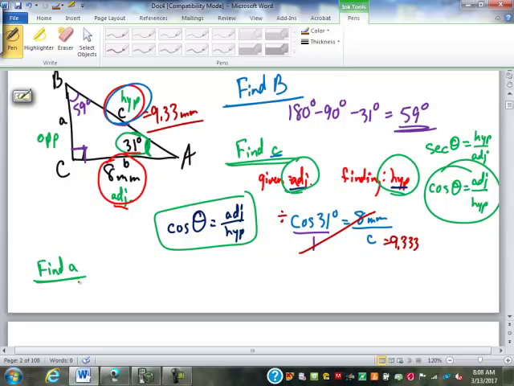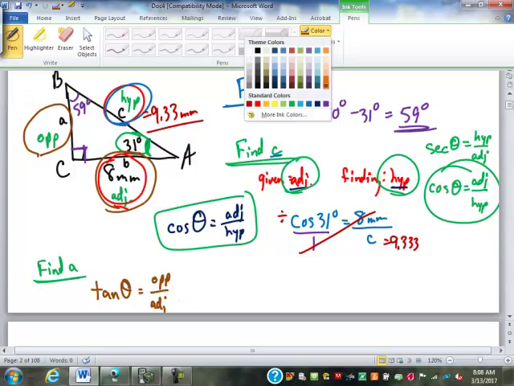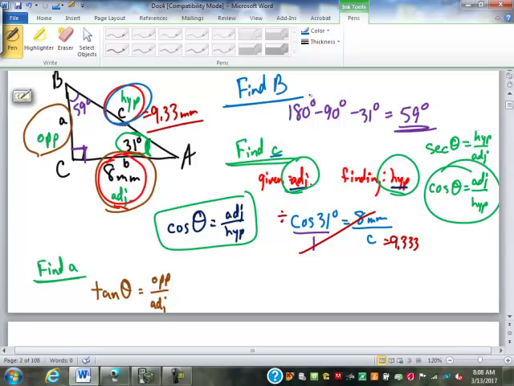So to find A, we're still given the adjacent. This time we are looking for A, which is the opposite. So we have the opposite and the adjacent, which would be cotangent or tangent. The tangent of the angle is opposite over adjacent. Again, the only reason we're using tangent instead of cotangent is because tangent's on our calculator and cotangent is not.